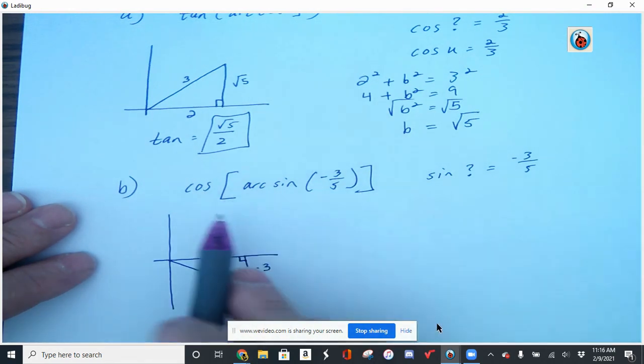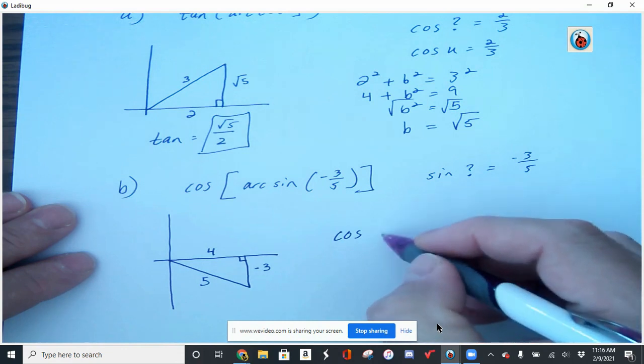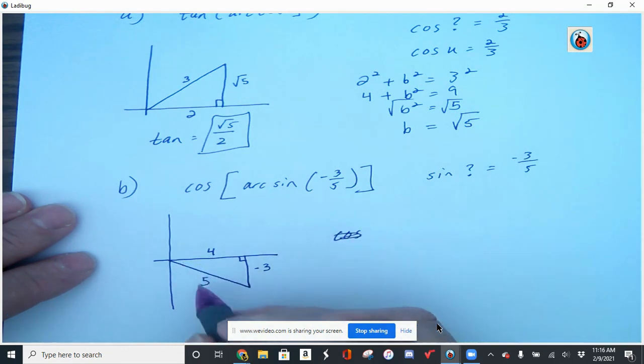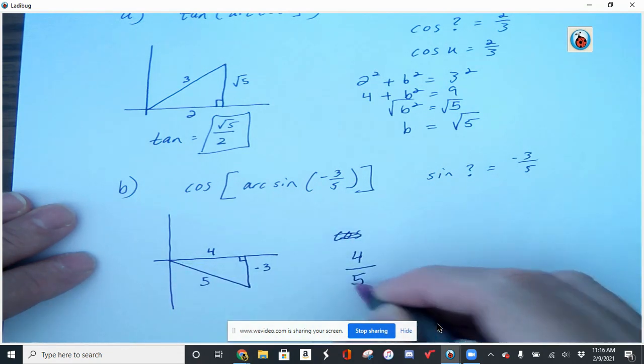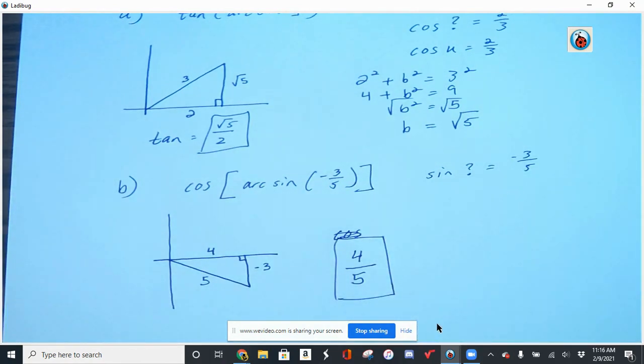All right, so now let's find the cosine, adjacent over hypotenuse. So the cosine of some angle is adjacent over hypotenuse, so the answer is going to be 4 over 5. Okay, that is example 6, and next video we'll deal with example 7.